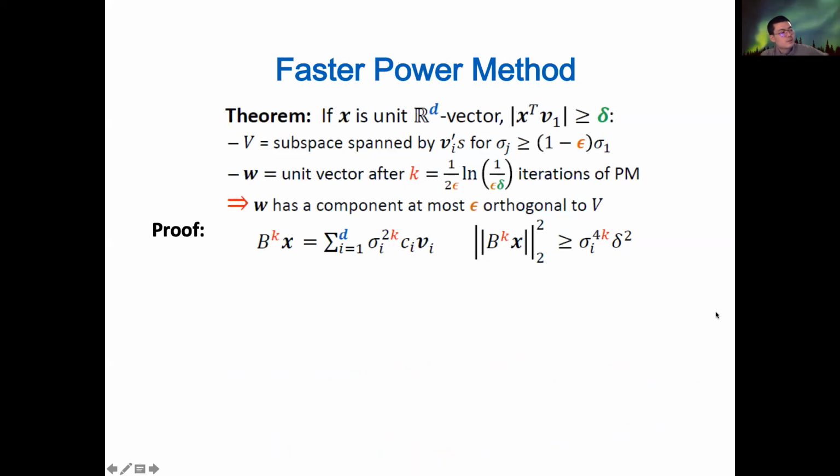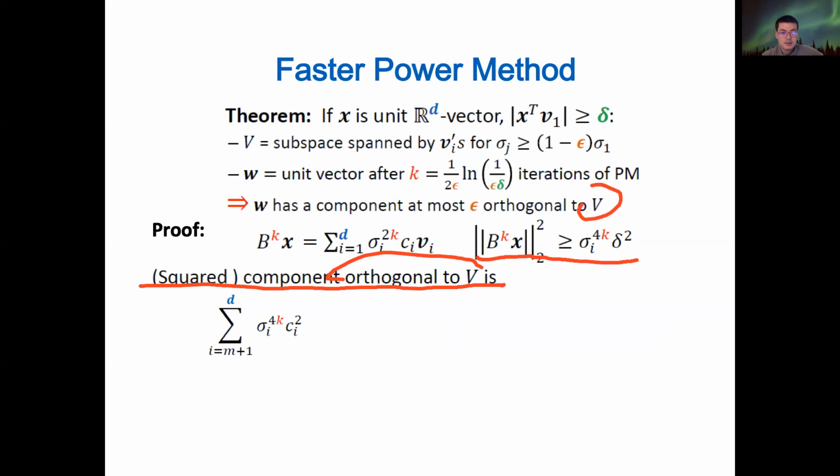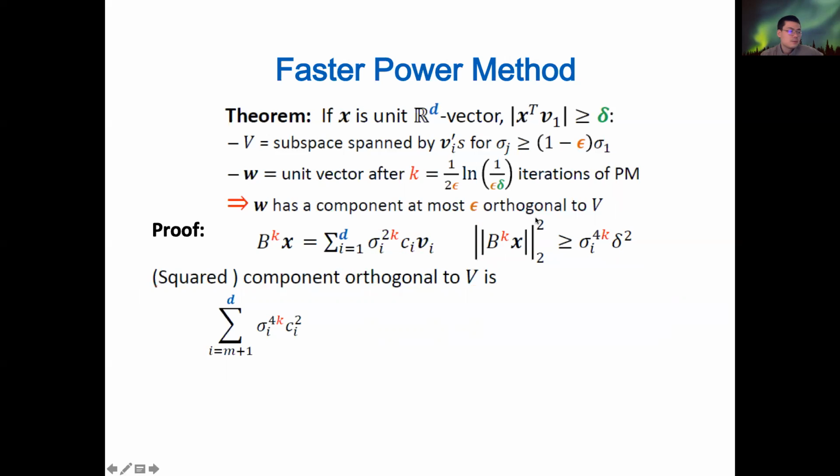And next we want to show that within this subspace, what's the vector length? How much information projects to the subspace? So next, let's look at the squared component orthogonally. Which means instead of looking at how much is inside V, where the total length is this, now we will look at how much information is orthogonally outside. In order to do that, we are doing something like this.